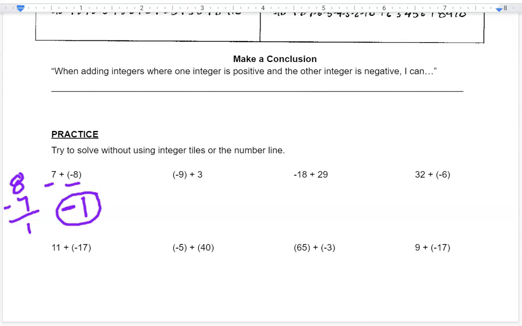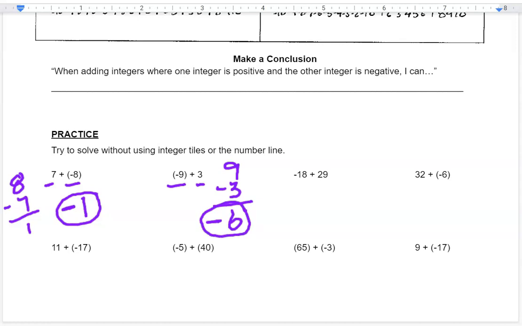-9 plus 3. So again, subtract the numbers. 9 minus 3 is 6. Do we have more negative numbers or more positive numbers? We have more negative numbers, so our answer is going to be negative 6.